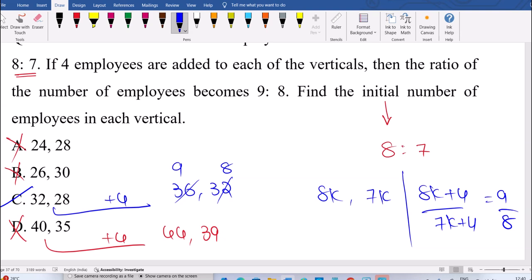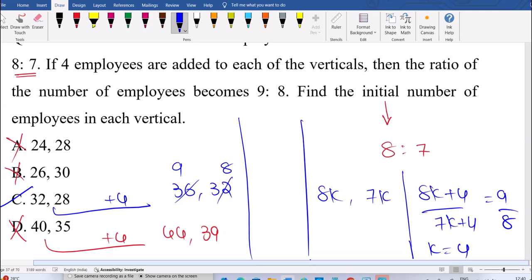You can handle it like that, cross multiplying. Okay, 64 and 63, you will get k. 4 into 8 or 4 into 9, 4. So you will get k value 4, and you can handle it. This is one method.